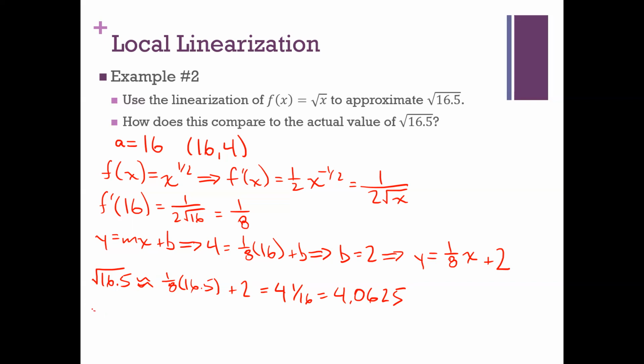And if we compare that to what your calculator says radical 16.5 is, what's that? 4.062. Give me one more decimal place. Oh, really? Okay. So again, as long as you're within the vicinity, it's accurate to not quite 3 decimal places, pretty close.